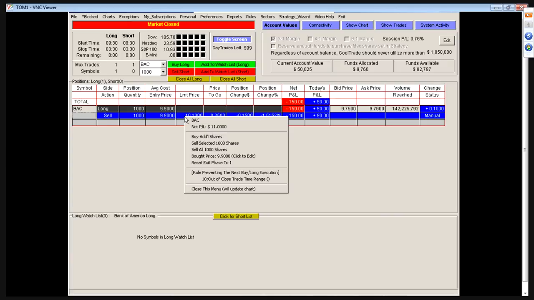It gives you the option also to click to edit the price. You can change the entry price just in case it was different than what we're showing here. Reset exit phase. We don't need that feature anymore, and we'll talk about that later because it's built into another, more advanced feature that does it automatically.